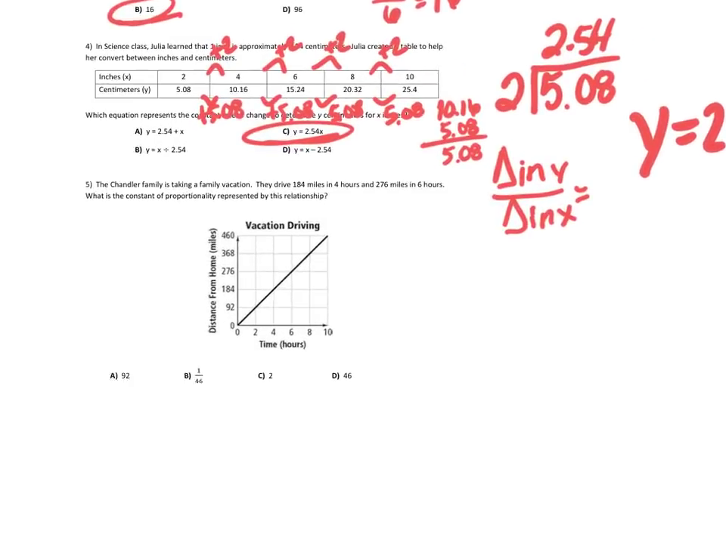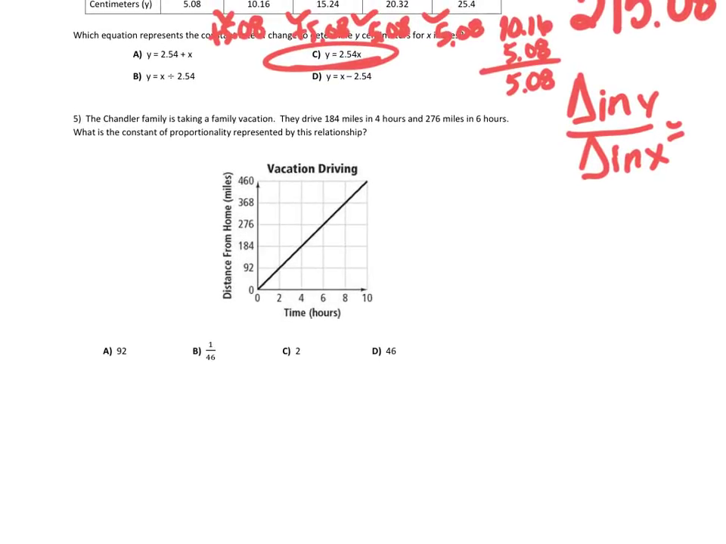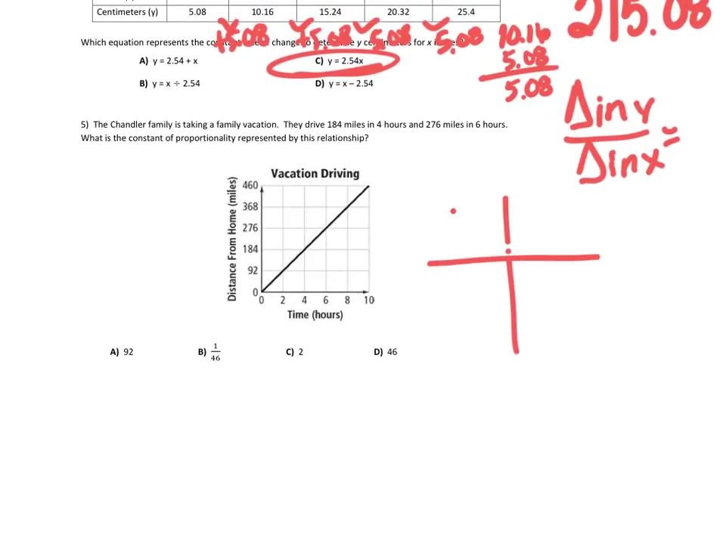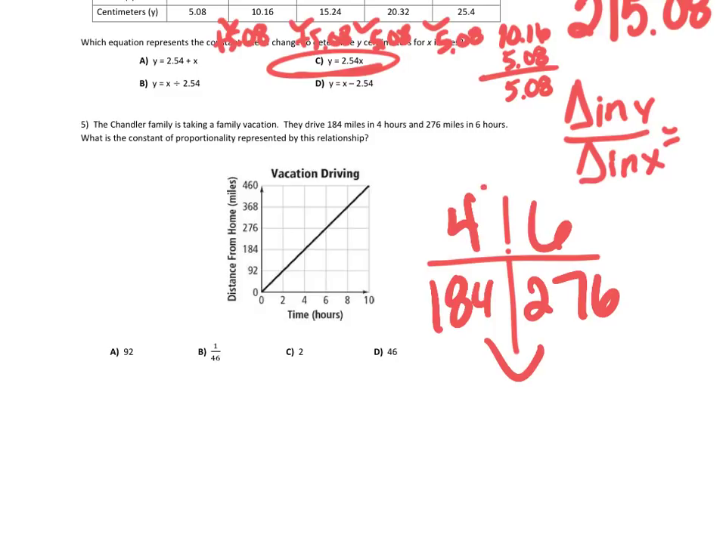The Chandler family is taking a family vacation. They drive 184 miles in 4 hours and 276 miles in 6 hours. What is the constant of proportionality? Okay, I could make a chart and I could say 4 hours, 6 hours, 184, 276. I could find the change here and the change here. What's 276 minus 184? 92, right? Did y'all get 92?